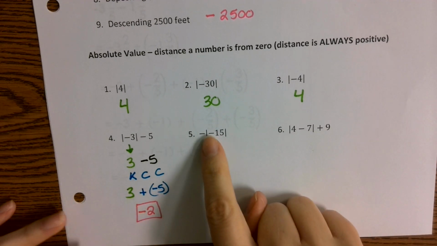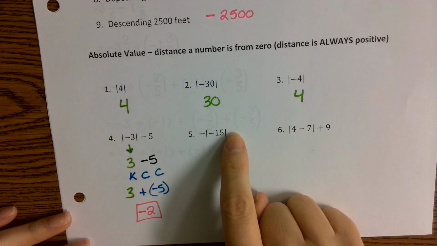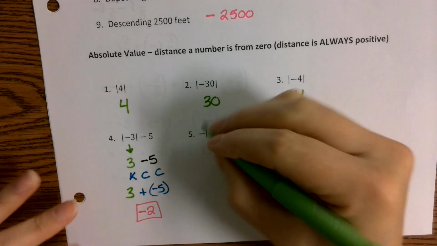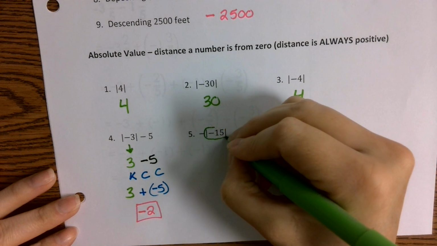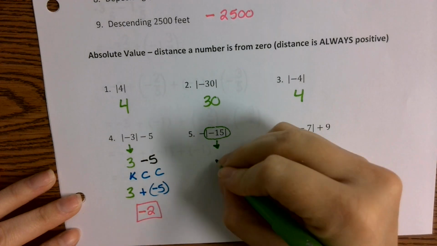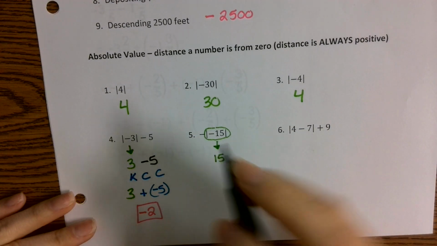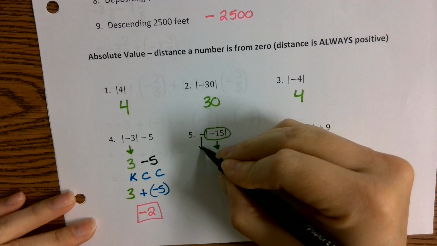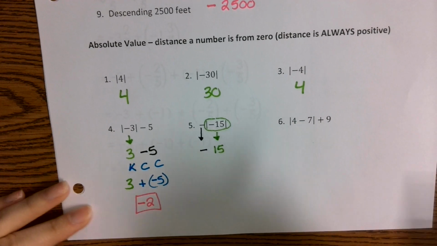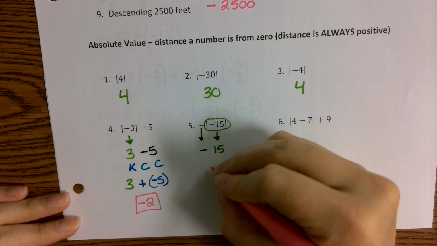Here, we have a negative and then an absolute value of negative 15. So we have to do the absolute value of negative 15 first. What is the absolute value of negative 15? 15. Now this negative sign on the outside of our absolute value is still going to come straight down. So this basically is what value? Negative 15.